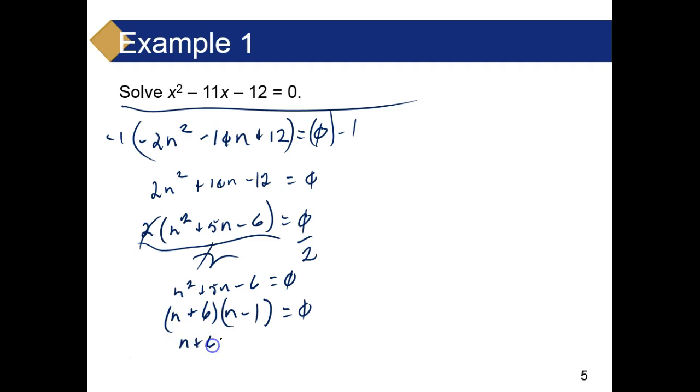N plus 6 equals 0, or n minus 1 equals 0. What's that first one give you? N is equal to negative 6. The second one gives you n is equal to 1.